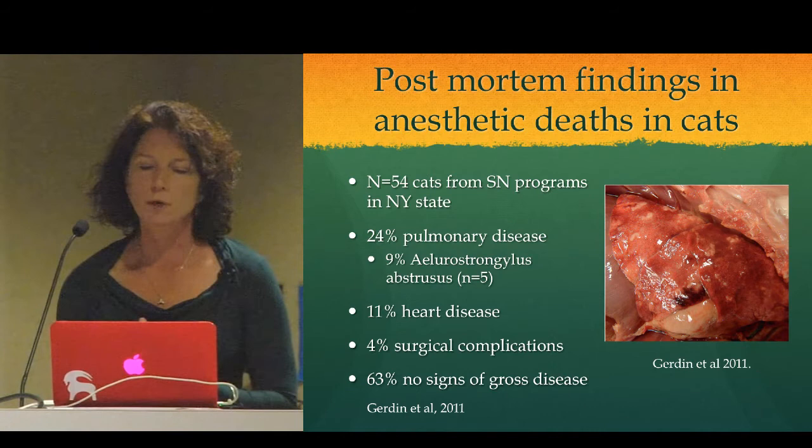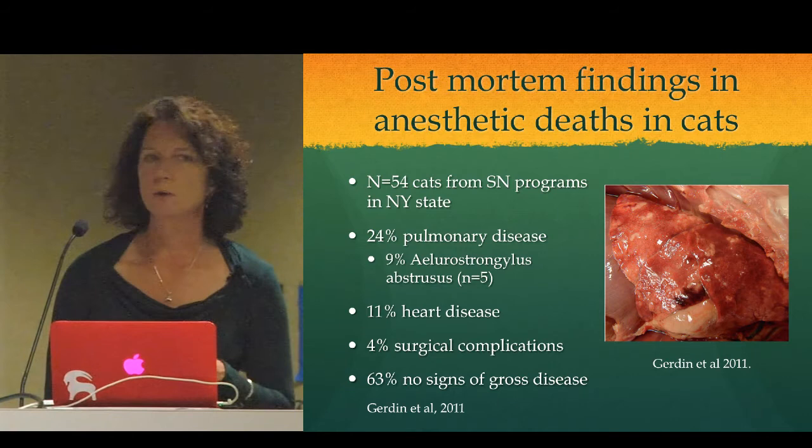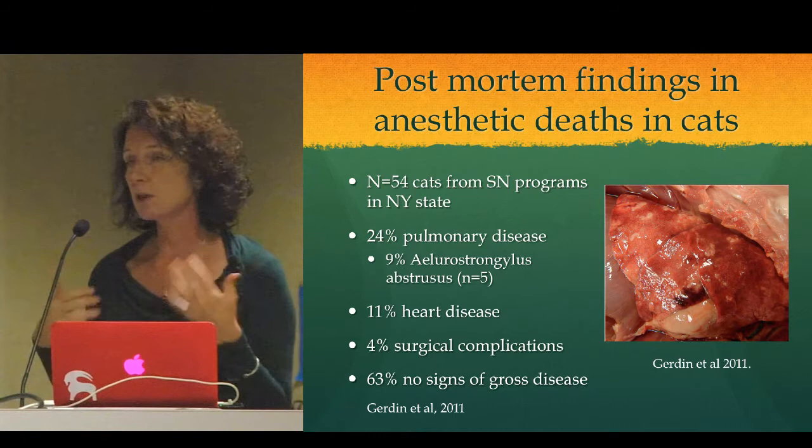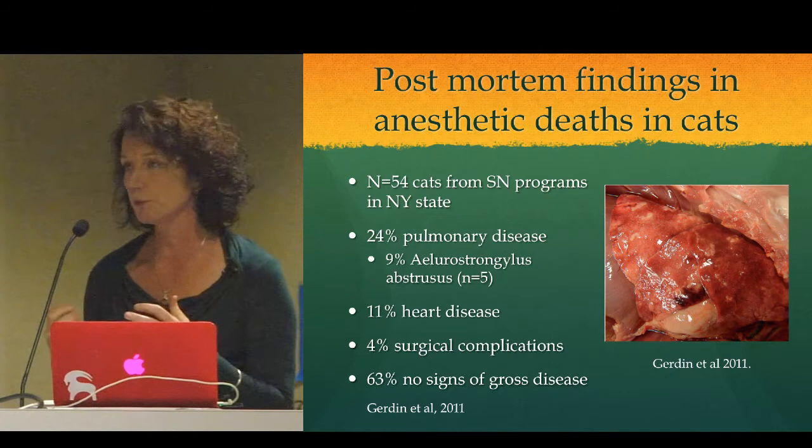And the reason she did this, her hypothesis was, we usually say, oh, they must have had hypertrophic cardiomyopathy. They went into cardiac arrest because they had undetected heart disease. And that's a lot of times what we say in these post-anesthetic arrests. Particularly if you're doing high volumes of numbers, you're not necessarily getting necropsies on all those animals, or in a shelter setting. A quarter of them had pulmonary disease.